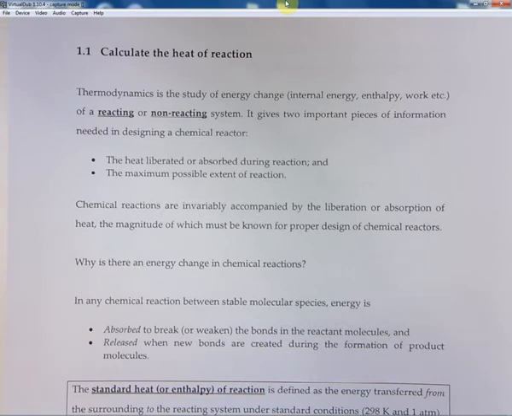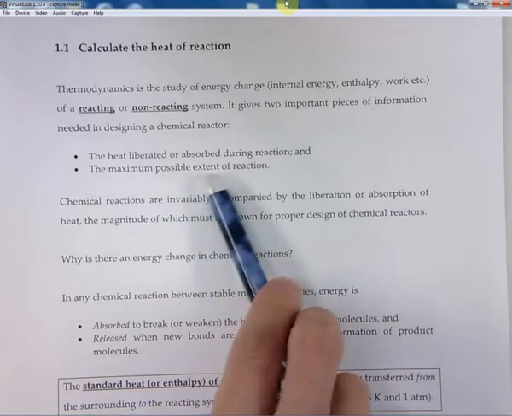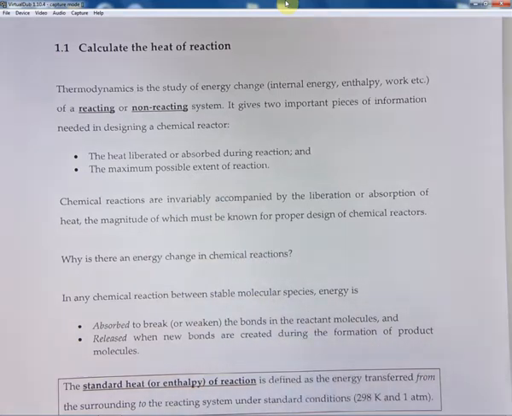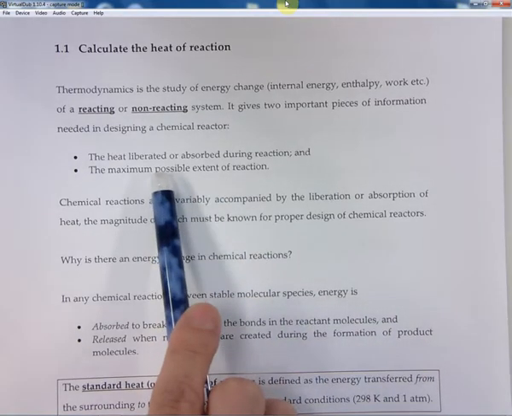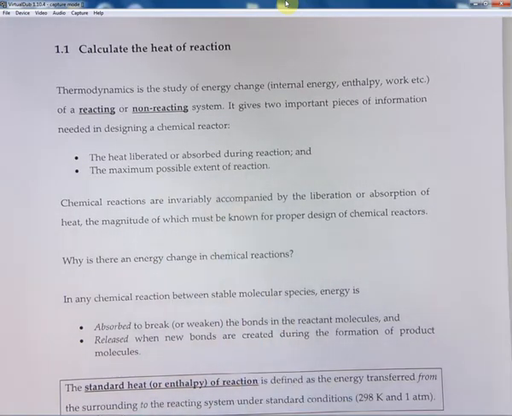It gives you important information, for example the heat liberated or absorbed during the reactions and the maximum possible extent of the reactions. This means that it's either an exothermic or an endothermic reaction. Chemical reactions are always accompanied by the liberation or absorption of heat. Some reactions are very violent and generate a lot of heat, or if not, you can see that the reaction actually turns cold over time as it proceeds.